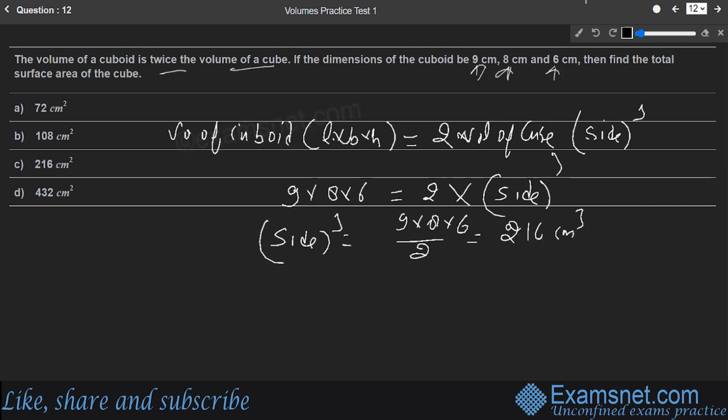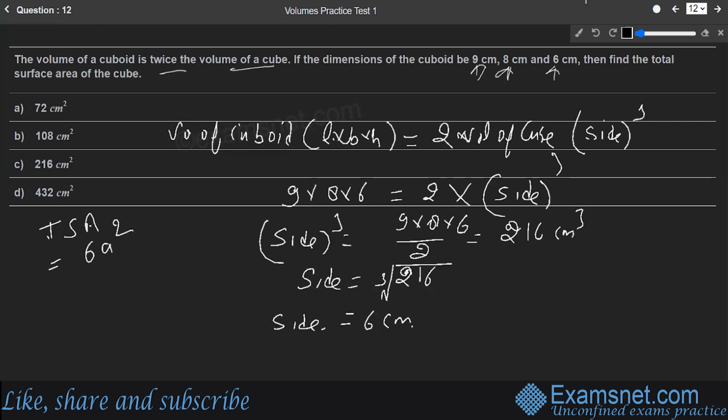If the side cube is 216 centimeter cube, then the side value will be simply the cube root of 216 centimeter, which is nothing but 6 centimeter. So this is the side of the cube achieved. Now he wants us to find the total surface area of the cube. The TSA of the cube is given by 6 into a square, where a is the side. The side value is 6. So 6 into 6 square, that is 6 into 36, which is 216 centimeter square. So that is the total surface area of the cube, 216 centimeter square.